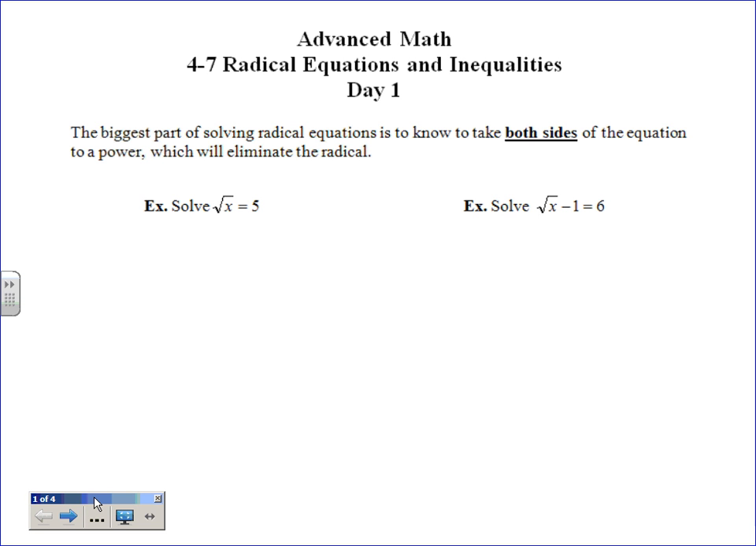And as it's stated right here, the biggest part of solving radical equations is to make sure that whatever you do to one side of the equation, you do it to the entire other side, so it's both sides. You can't just pick and choose which terms you do something to. You have to do it to each side. The only time you can pick and choose terms is if you multiply by 1. But here you have to do it pretty much to everything.